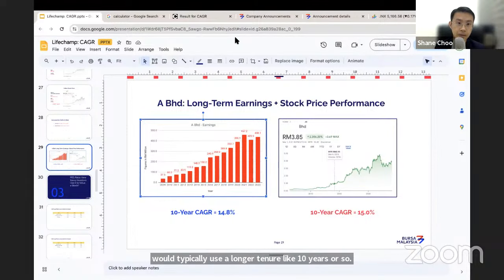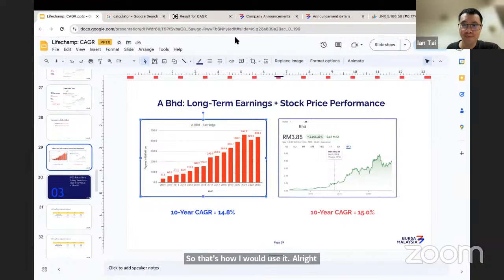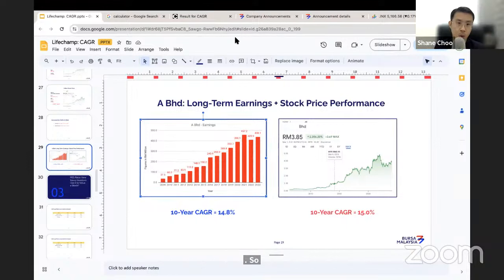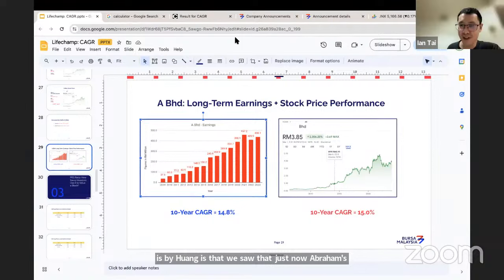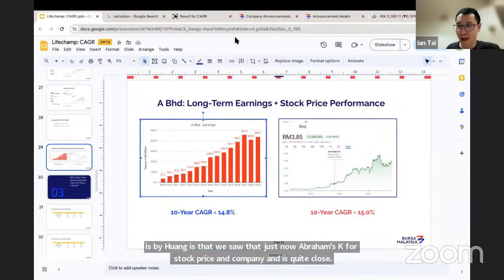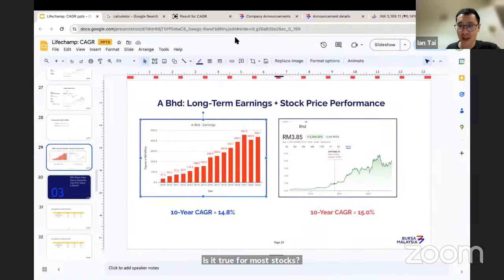All right. The next question is by Huang. We saw just now that Aberhad's CAGR for the stock price and company earnings were quite close. Is that true for most stocks? The answer is not really. Aberhad just happened to be one of those stocks, but it's not necessarily that way.